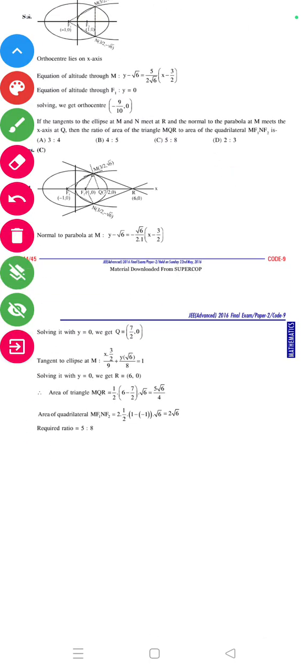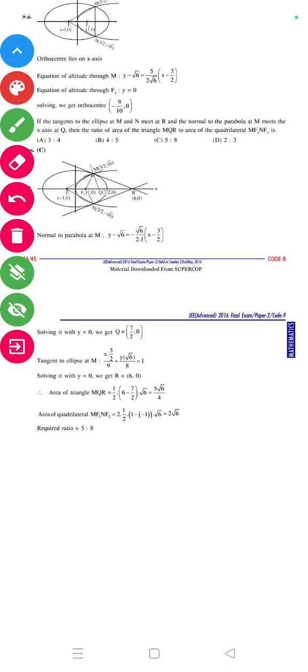Next part: the tangents to the ellipse at M and N meet at R, and the normal to the parabola at M meets the axis of the parabola at Q. Then the ratio of the area of the triangle MQR to the area of the quadrilateral MF1NF2 is. M हो गया (3/2, √6), F1 (−1, 0), F2 (1, 0), Q (7/2, 0), R (6, 0) और N (3/2, −√6).